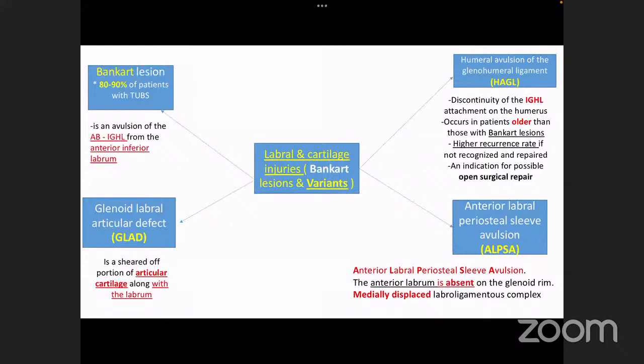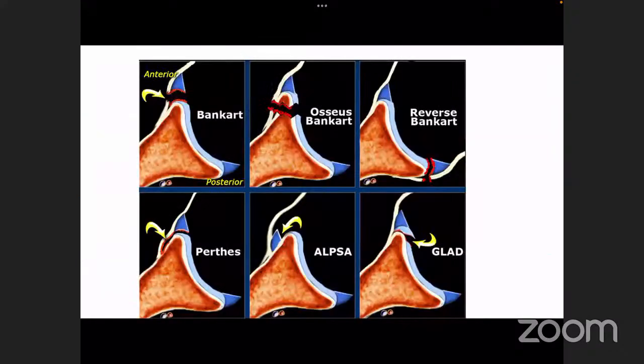These terms are very important to memorize, and to know the difference between each one of them, especially for the seniors. In the fourth and fifth years, we might ask you about the meaning of HAGL, GLAD, ALPSA, or the management of these injuries. For example, HAGL is the discontinuity of the inferior glenohumeral ligament attachment to the humerus, of course in the elderly, and it always has to be repaired by open surgical repair. The GLAD lesion is an articular cartilage sheath of the labrum, and the ALPSA is the anterior labrum periosteal sleeve avulsion, where the anterior labrum is absent. And we also have the PASTA lesion.